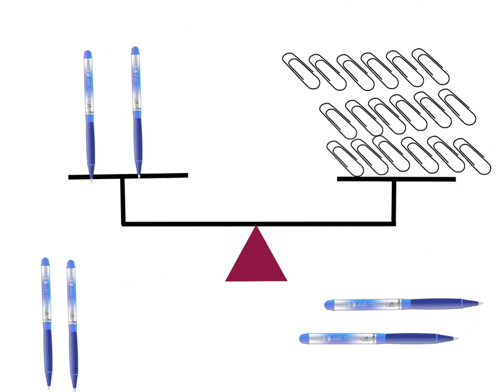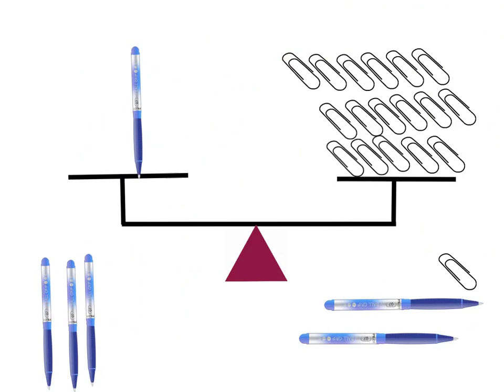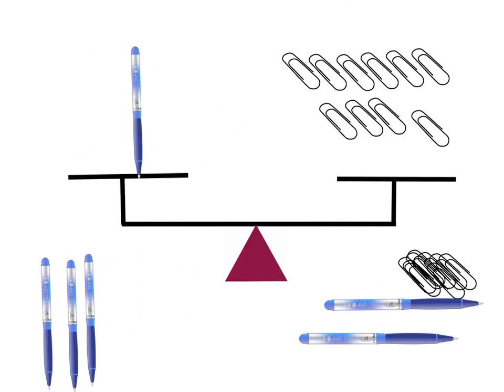Now, we have an interesting situation. Now we have 18 paper clips, and we have 2 pens. So I really want to know here how much 1 pen is equal to. So if I take away half of the pens that are on this side, I should be able to take away half of the paper clips that are on this side here, and then that will be equal. So I'm going to take away half of the paper clips. Half of 18 is 9. So now I have 1 pen is equal to 9 paper clips.